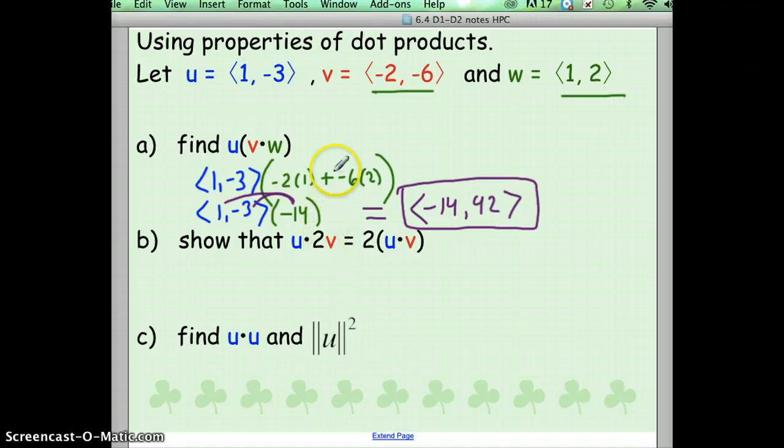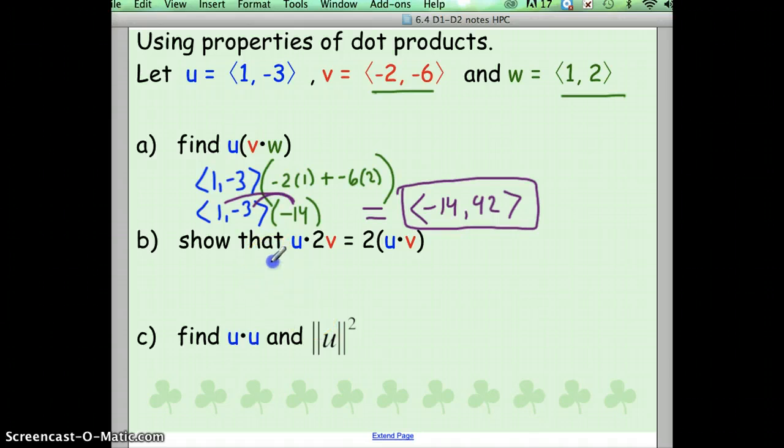And so I end up with a vector. So here's kind of what you need to know. The dot product is just a number. It was -14. When you take a number times a vector, you get a vector. In part B here, if you took vector u and did the dot product with 2 times v, that would be the same thing as doing the dot product first and then multiplying by 2. They would be equivalent things.